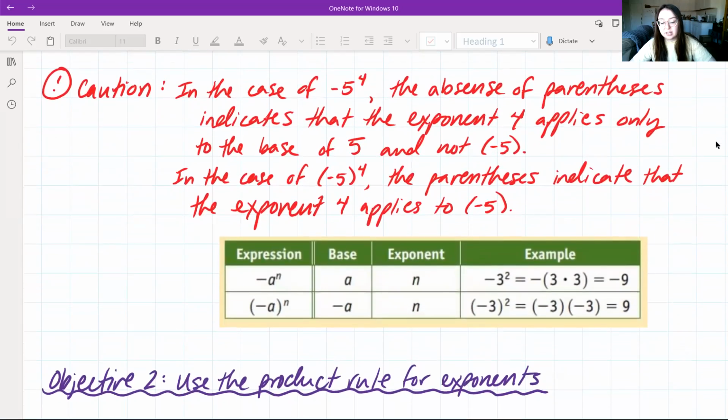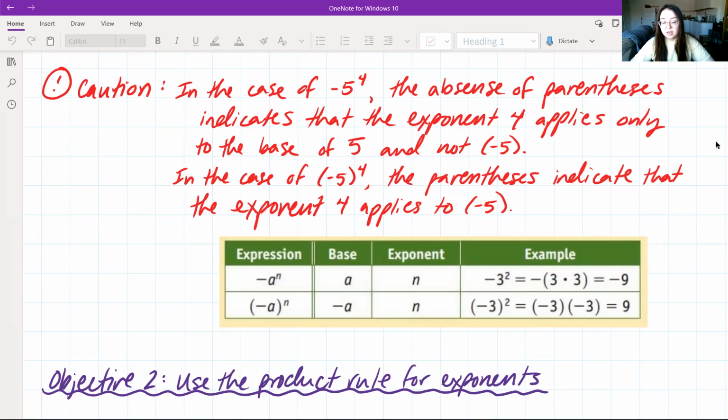So a word of caution in cases like -5 to the power of 4, where your negative is just outside of the base and there are no parentheses involved. This absence of parentheses indicates that the exponent 4 applies only to the base of 5 and not actually -5. If it applies only to the base of 5, then this means that you'll take 5 to the power of 4 like normal, and then your negative sign will just be included in your final answer.